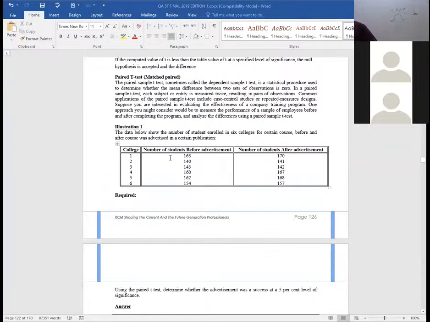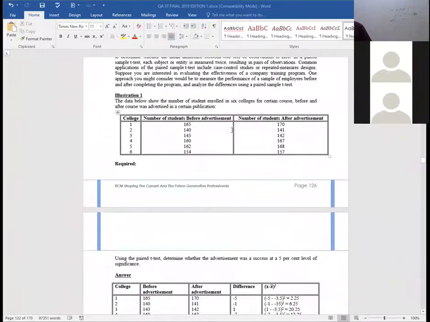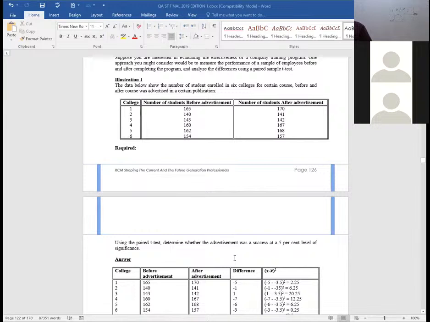Look at illustration 1. The data below shows the number of students enrolled in 6 colleges for a certain course before and after the course was advertised in a certain publication. So we have the colleges 1 to 6, the number of students before advertisement, and then the number of students after advertisement. We want to know whether the advertisement was effective or not. Using the paired t-test, determine whether the advertisement was a success at 5% level of significance.